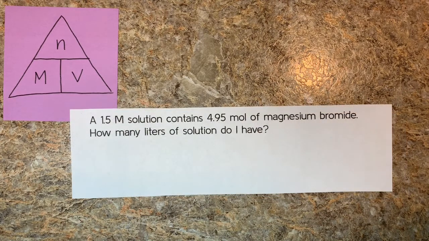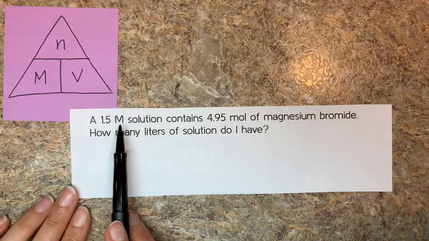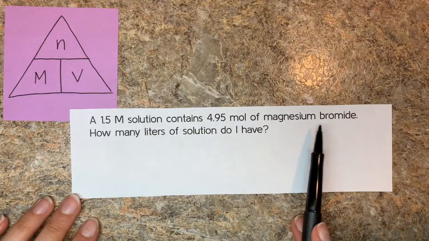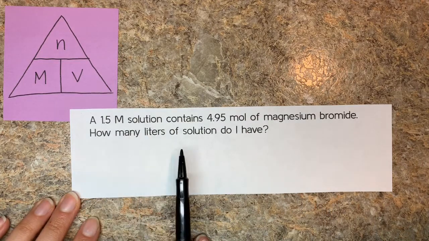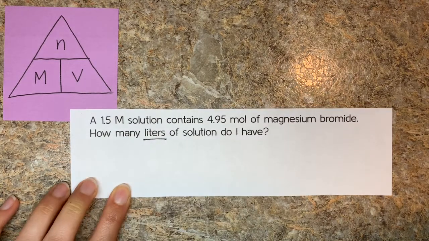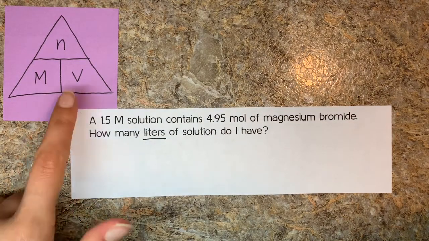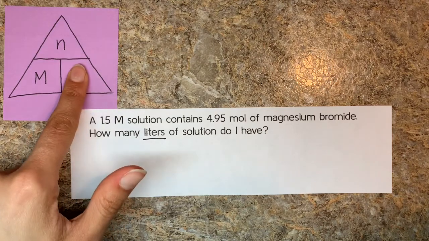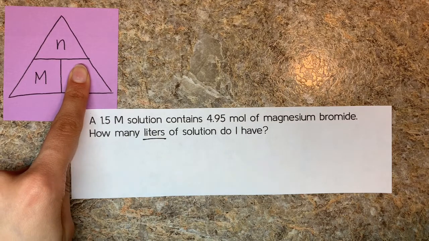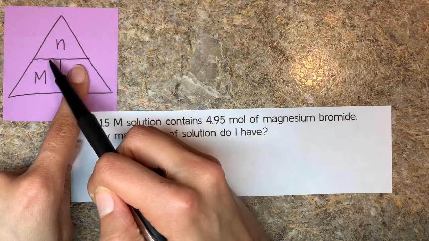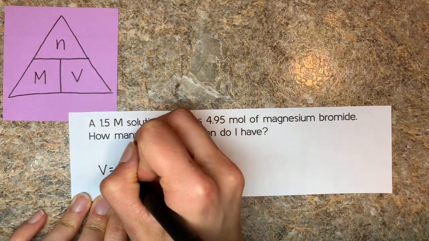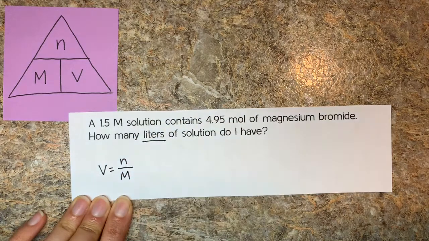Let's try a practice problem. A 1.5 molar solution contains 4.95 moles of magnesium bromide. How many liters of solution do I have? Our unknown is liters of solution. We know that to be V. So I'm going to cover the V up on my triangle. The equation that I'm going to use then is V equals N divided by M. So I'm going to write that out first. V equals N over M.